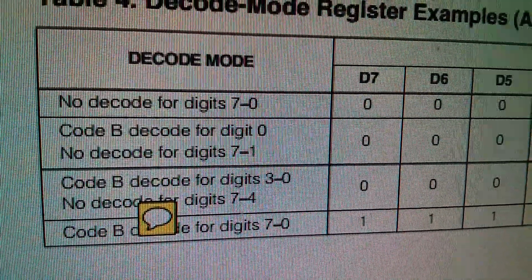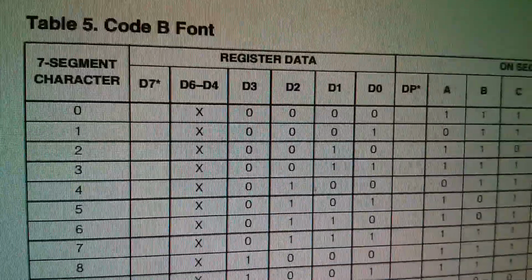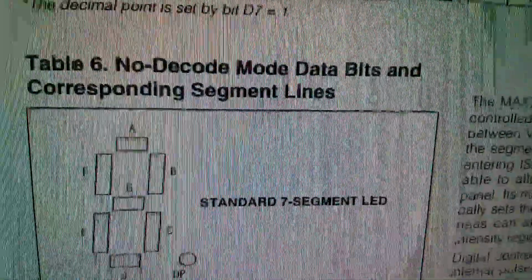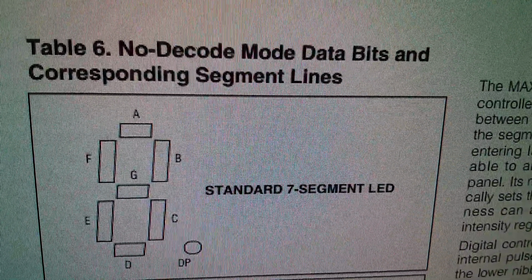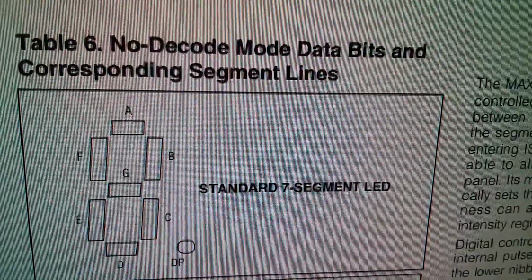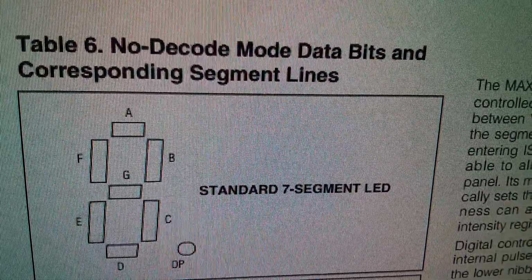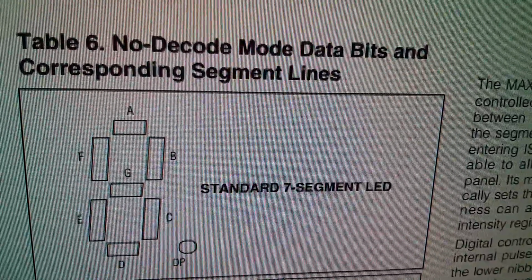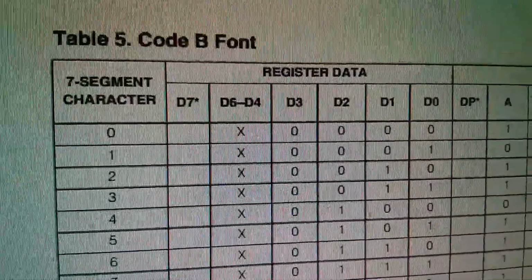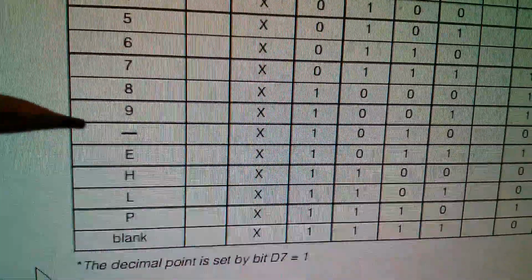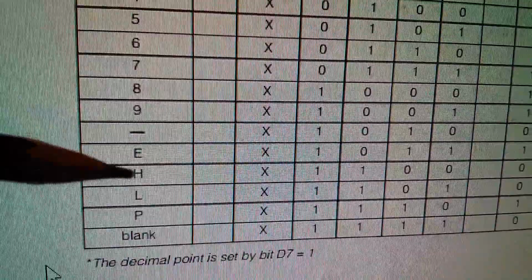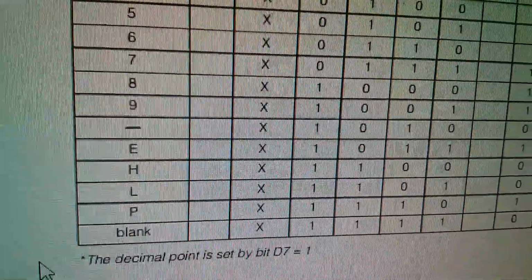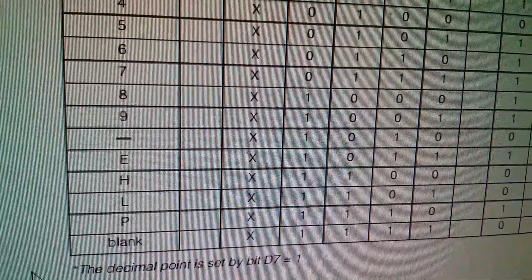So what's code B decode? Well, this describes it as a font. And what it's used for is for turning BCD data into 7-segment font. So you can throw ordinary BCD or binary data at the chip, and it will provide decoded font digits between 0 and 9. In fact, you can see here in this 7-segment character list that it does 0 to 9. It also does a dash, so that's the central bar, we presume, and it does 4 uppercase letters, E, H, L, P, and also the 16th character is blank.